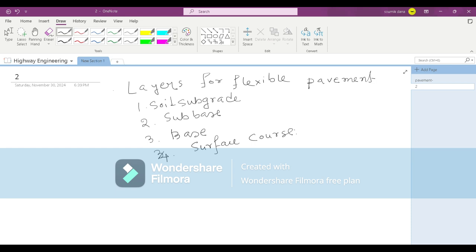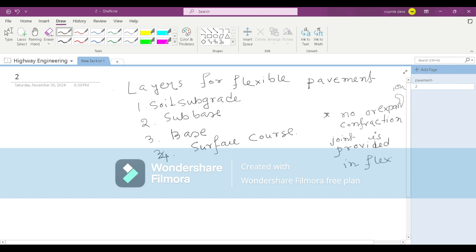So one of the basic things is that no contraction joint or expansion joint is provided in flexible pavement.